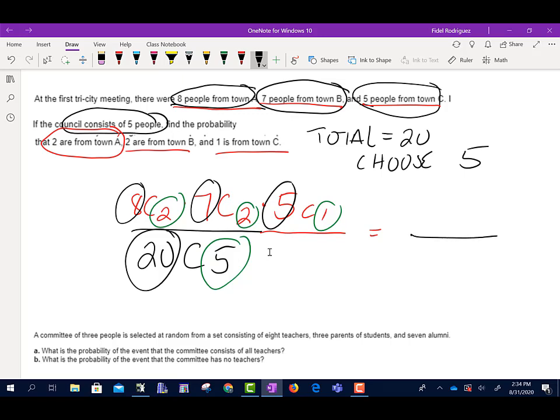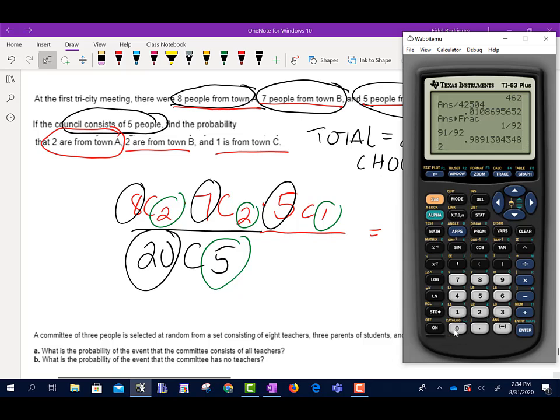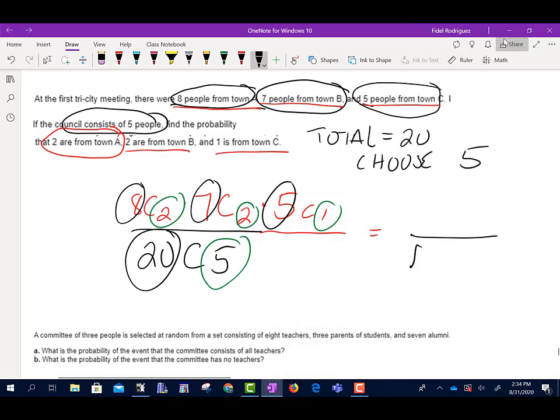So let's do the denominator first. What is 20 choose 5? 15,504. Okay, so let's write that down. 15,504. Now we're going to do the numerator.